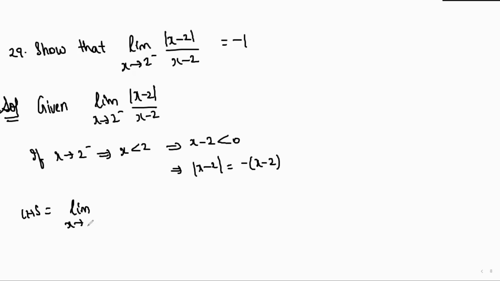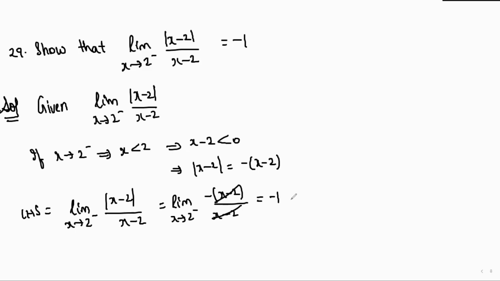Now let us take LHS. Limit x tends to 2 minus mod x minus 2 by x minus 2 is equal to limit x tends to 2 minus, mod x minus 2, we can write it as minus of x minus 2 by x minus 2, x minus 2, x minus 2 cancel. That is minus 1, that is RHS. Therefore, limit x tends to 2 minus mod x minus 2 by x minus 2 is equal to minus 1.